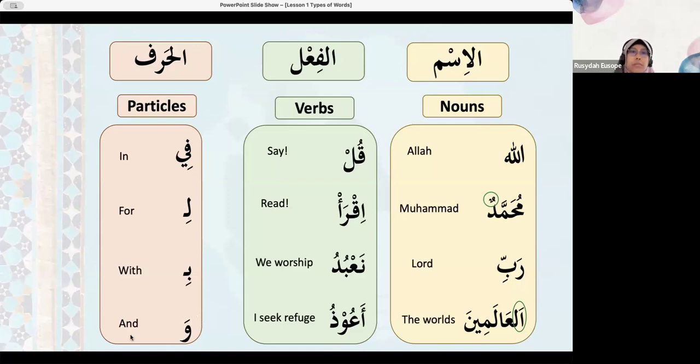And wa. Iyyaka na'budu wa iyyaka nasta'in. So wa is also one letter, and it falls under harf, under particle, because it's not an action, it's not a noun also. Okay, alhamdulillah. Any question? That's the last slide.